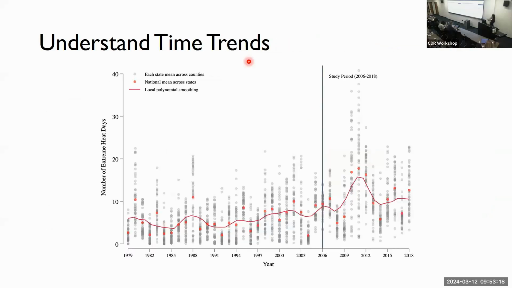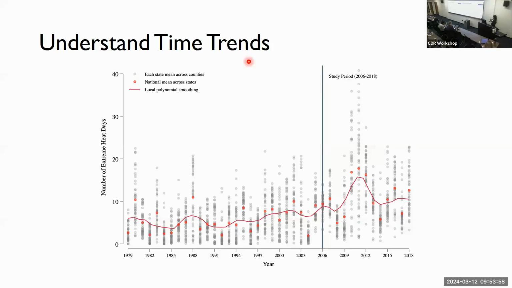And this is another graph you can use to understand the time trends of your variable better. So I will walk through this graph in a little more detail. The y-axis represents the number of extreme heat days, and the x-axis shows different years, right? Each gray dot here shows the state mean. Each year has, I guess, 49 states because that's the data availability. And then the red dot here represents the national mean.